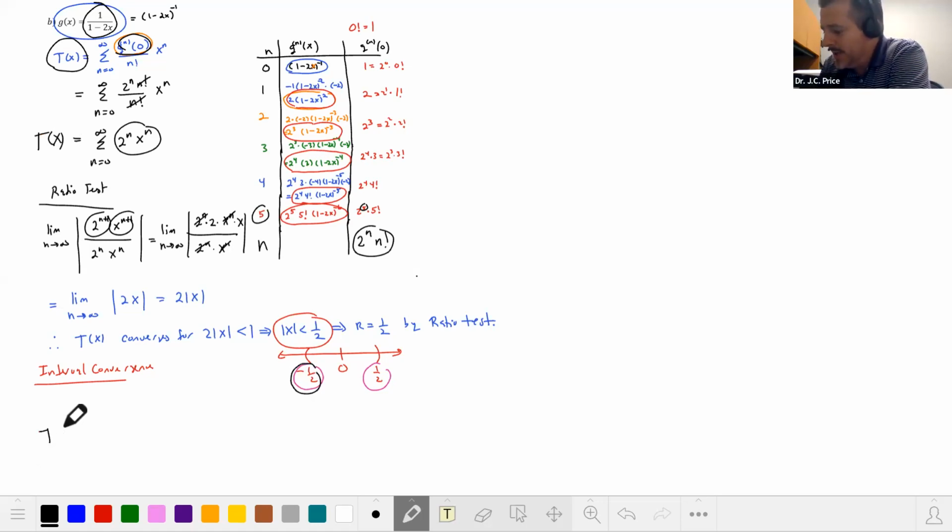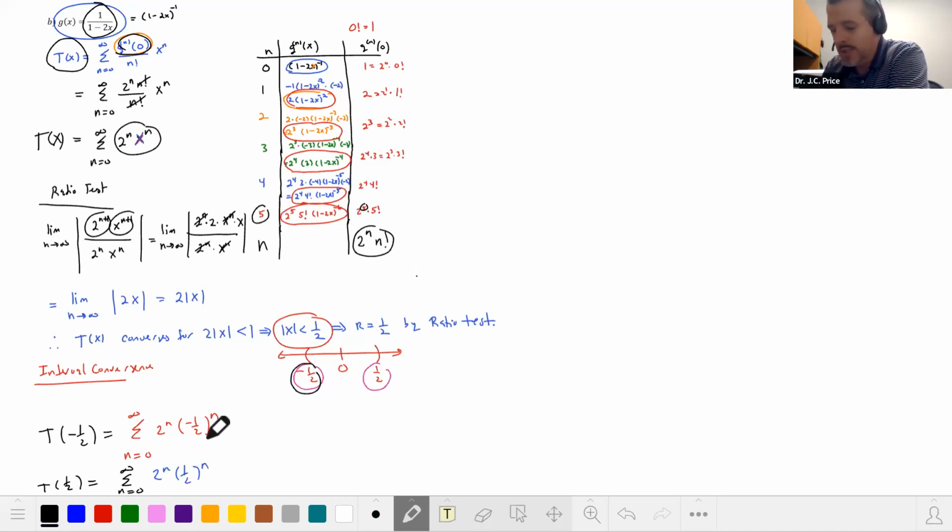And so I have t of negative 1/2 is equal to, and so wherever I see an x, I'm just going to plug in negative 1/2. So that's going to be a sum n equals 0 to infinity of 2 to the n times negative 1/2 to the n. So we'll do that one. Then we'll also do t of 1/2, which equals the sum n equals 0 to infinity. And again, we're just plugging in 1/2 for x now. And so I have 2 to the n times 1/2 to the n.